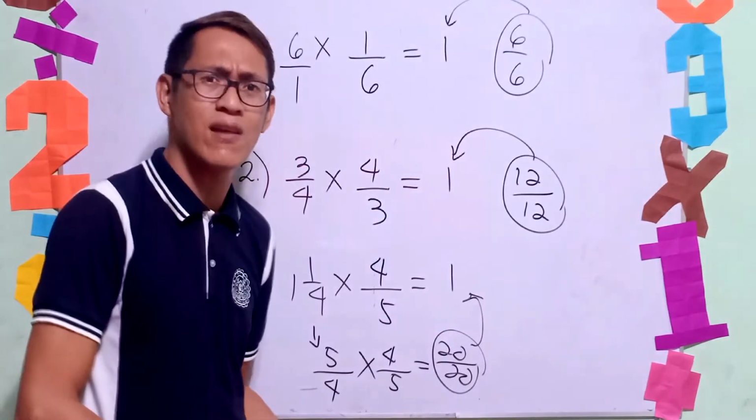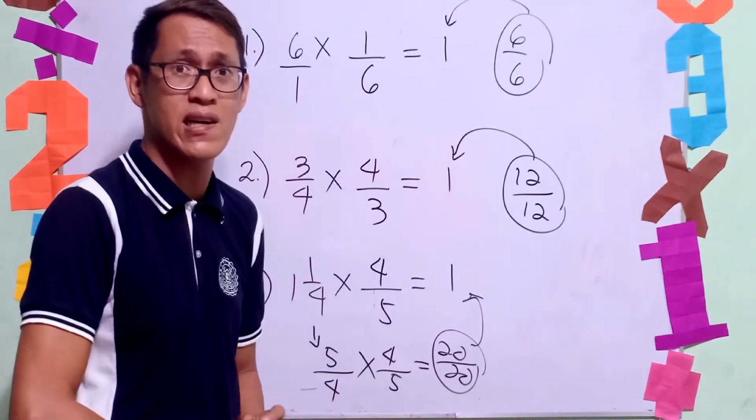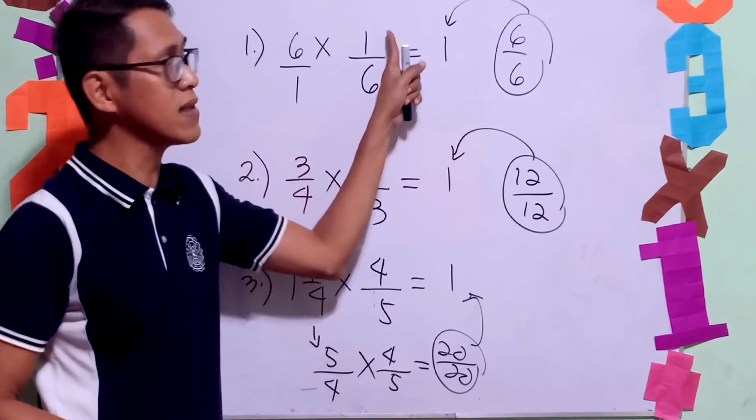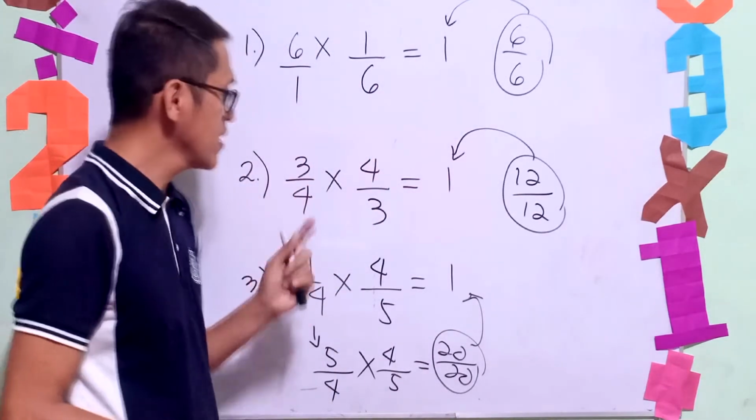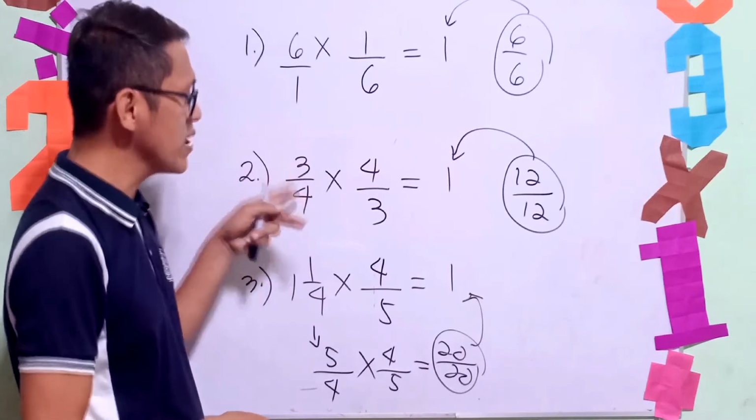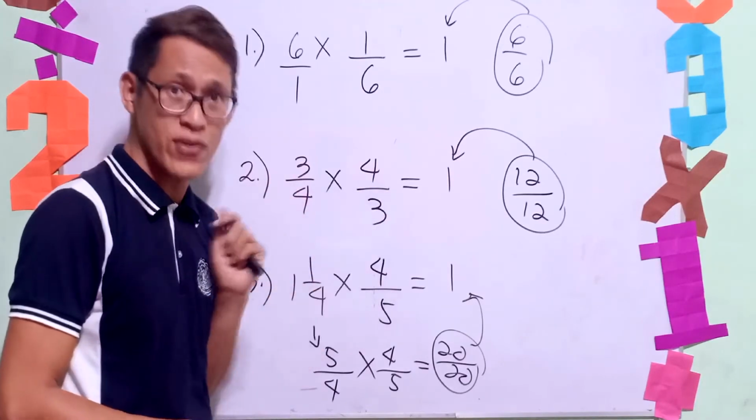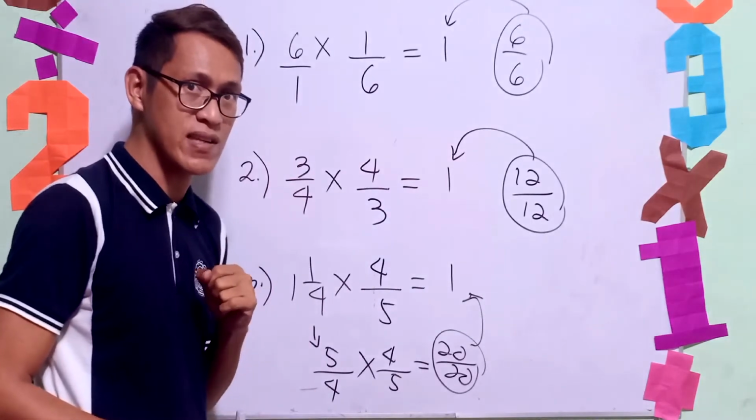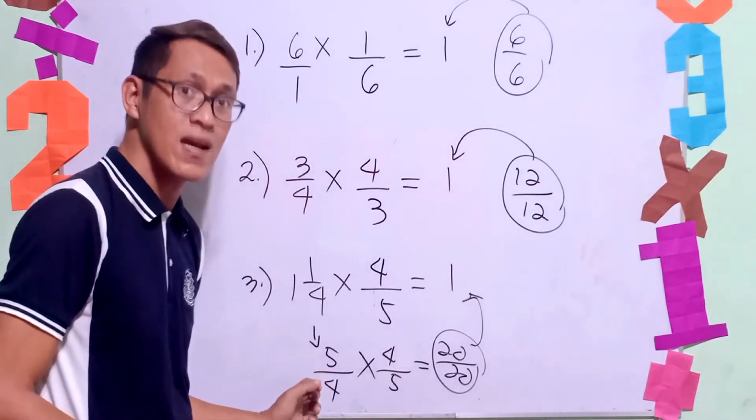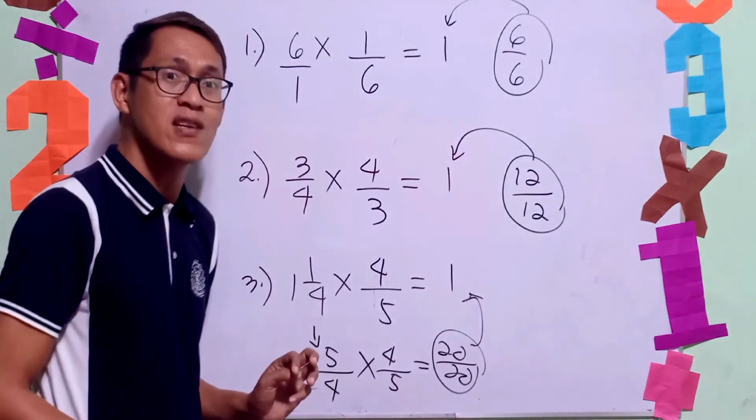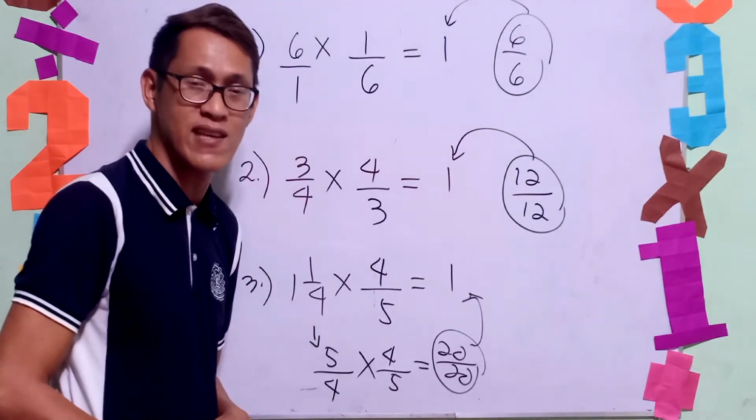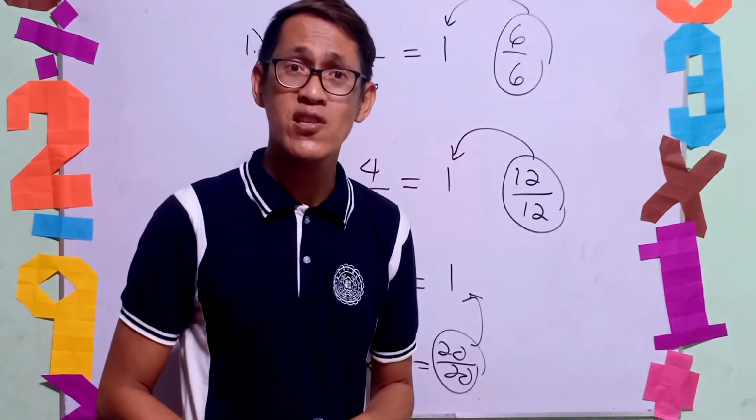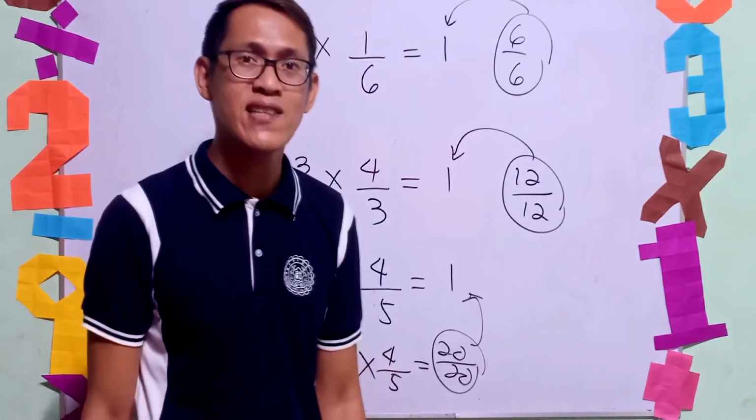So how did we get the reciprocal of each number here? If you notice, this is 6/1. If you switch 6 and 1, that will give you 1/6, right? So with this, if you switch the 3 and the 4, that will give you 4/3. But for a mixed number, before you switch the numerator and denominator, change first to an improper fraction. Again, to get the reciprocal of a number, we simply switch the numerator and the denominator.